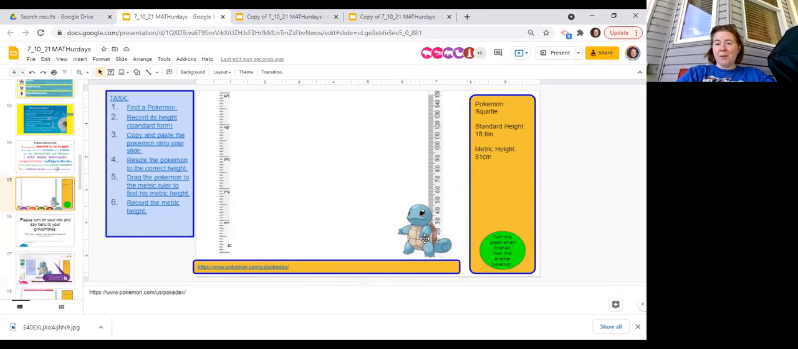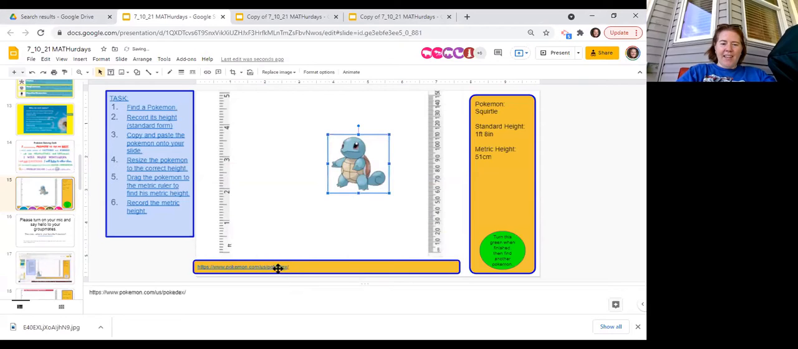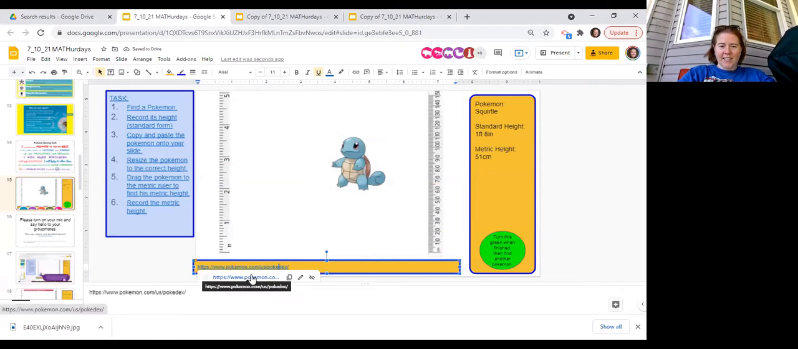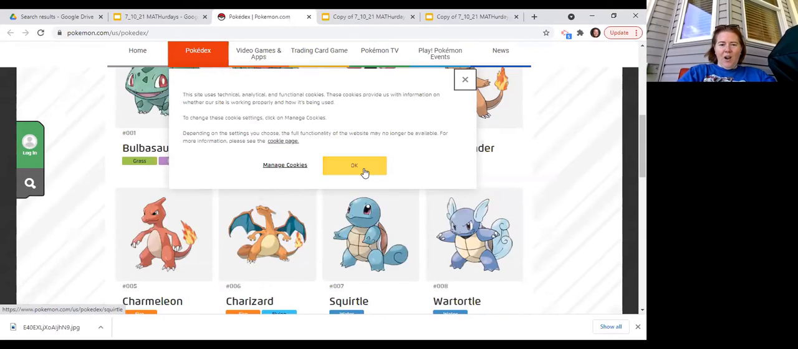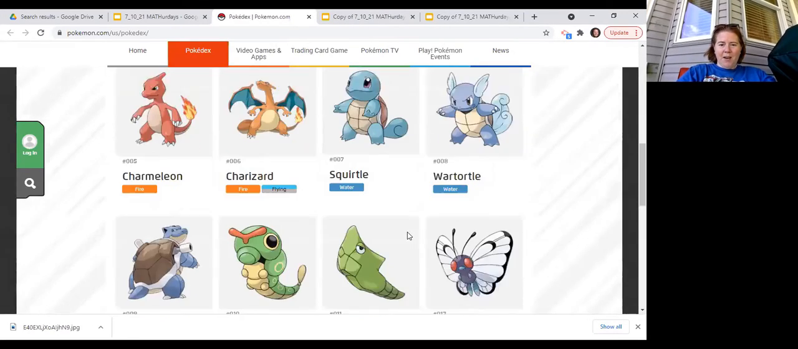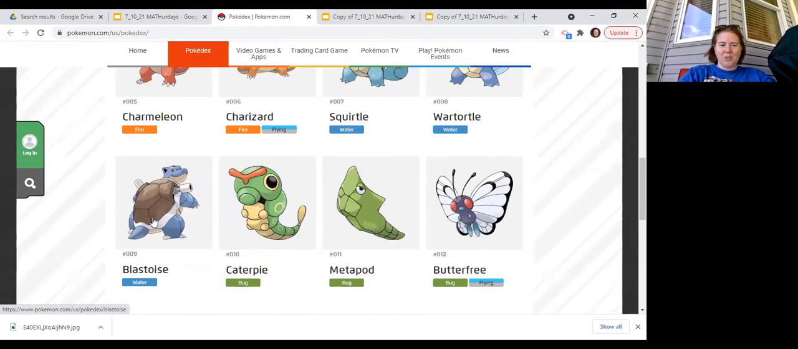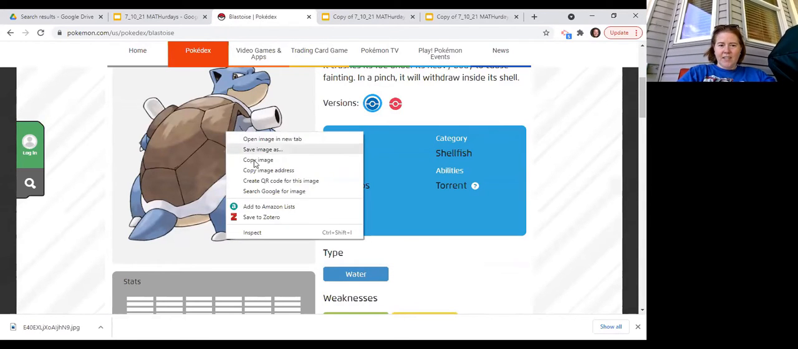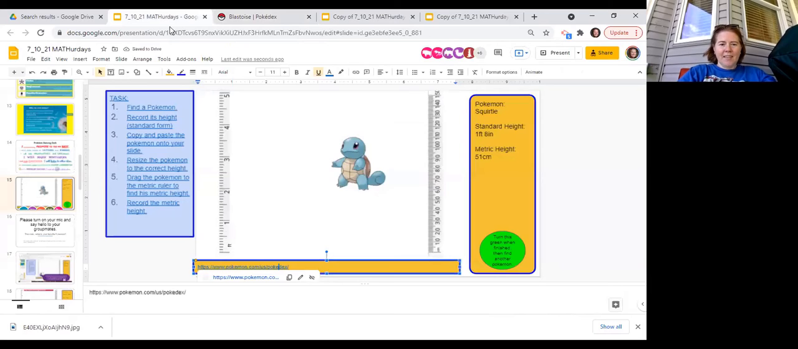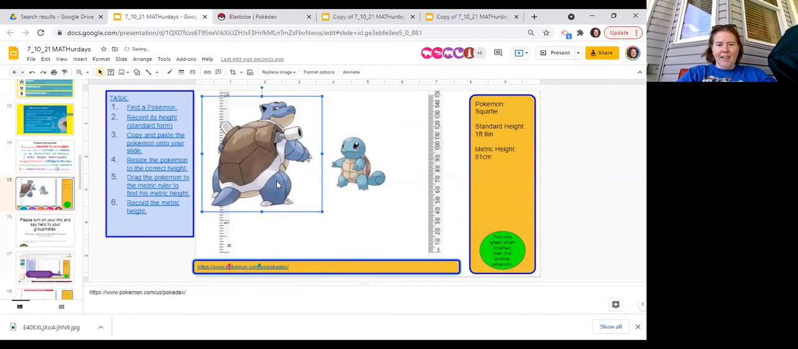So you might be familiar with the fact that I love Pokemon. I did a proportionate Pokemon session, and this time we're going to measure Pokemon. And the way that we're going to do that is by going to this website for a Pokédex. And we're going to find one of these lovely little Pokemon to use. I'm going to use Blastoise. I'm a big turtle fan. And I see his height is 5 feet 3 inches. So I'm going to copy him. And I'm going to paste him on my slide.